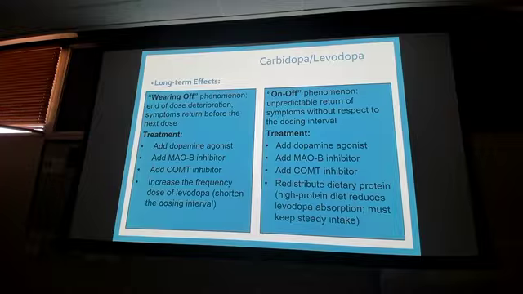Whereas my on-off phenomenon is like I'm all over the place, and randomly I'm having my off periods or my freezing happening. Okay, so same approach that you have, but now what you're thinking about is that maybe I can limit or make sure that they're not fluctuating with how much protein they're having in their diet, because we think that that can interfere with our levodopa absorption. So then we go to the diet versus trying to change the frequency, but same meds that you have to treat both of these conditions.